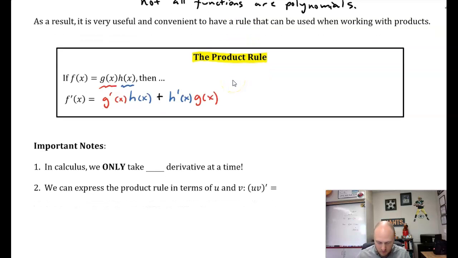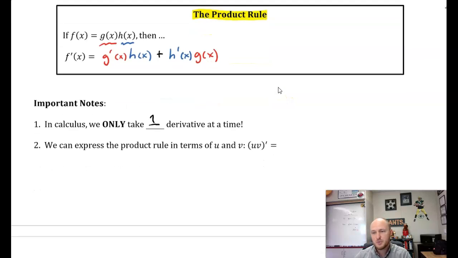In calculus, we can only take the derivative of one function at a time. We only take one derivative at a time. We don't take both. Okay, and then here they say we can express the product rule in terms of u and v. This is going to be u prime times v plus v prime times u. And another method I like writing down, go ahead and write this down.